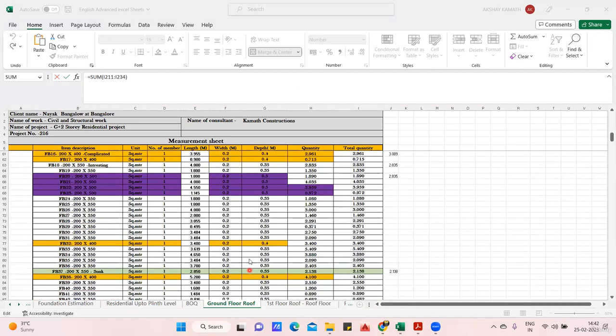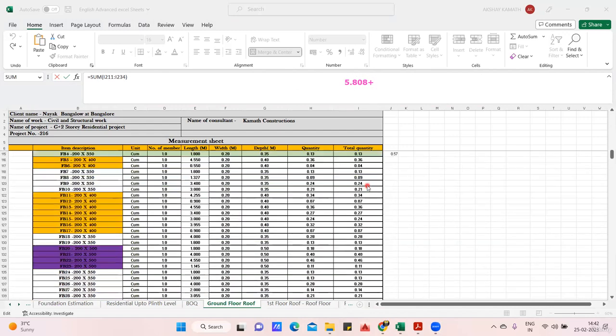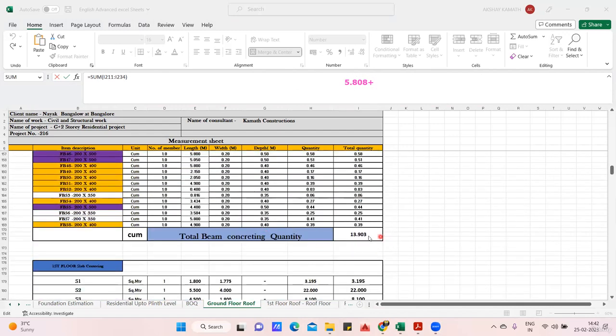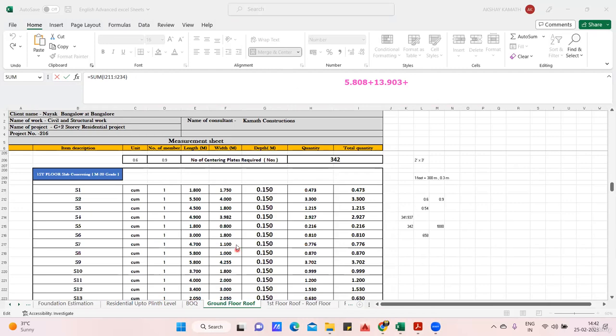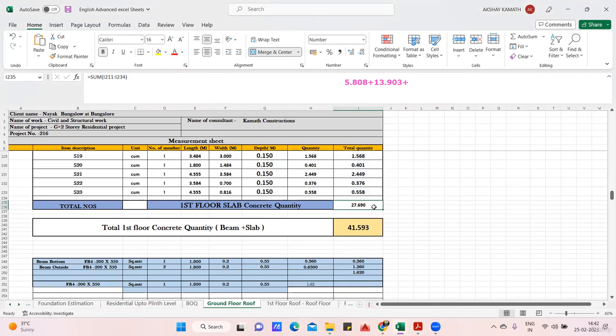Okay, so this is the first floor quantity what we have. So ground floor column concrete is 5.8 cubic meter, so it is 5.808. Okay, plus then again the floor beam comes. How much concrete is required? 13.903 plus, and the last one, slab. So how much slab concrete quantity is required? 27 was total beam and slab. I require only slab now: 27.690.